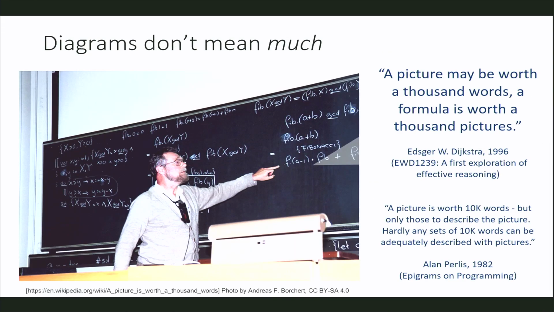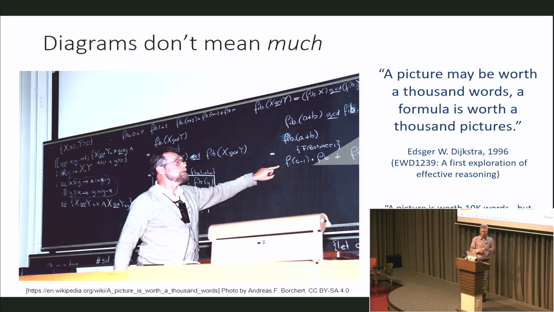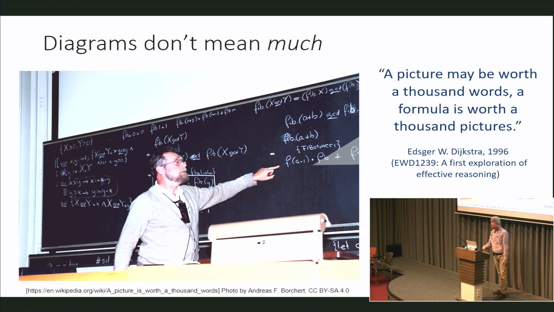So I need to say something about the use of diagrams, because in themselves they don't mean much. This is Edsger Dijkstra, who said a picture may be worth 1,000 words, but a formula is worth 1,000 pictures. And you see him here explaining the computation of Fibonacci numbers, and also proving mathematical properties of those Fibonacci numbers. He did his PhD at CWI. He also, when there was a presentation from someone who showed diagrams with boxes and arrows, used to ask, what would happen if I turn all the arrows around? And many presenters couldn't answer that.